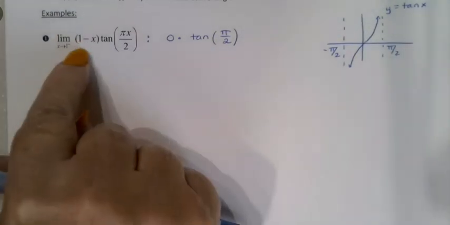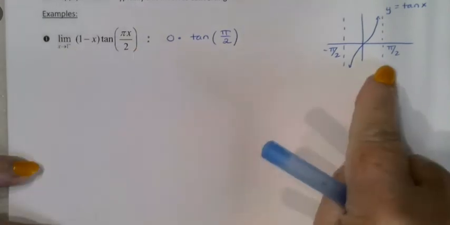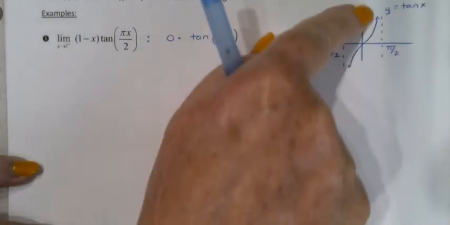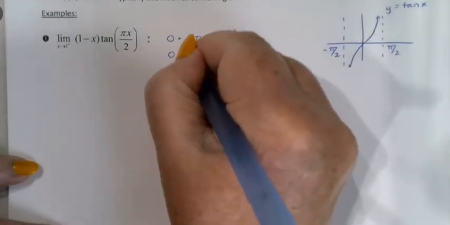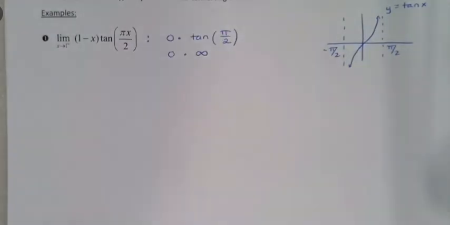So as we approach 1 from the left, at pi over 2, tangent of pi over 2 is going off to infinity. So that's actually the 0 times infinity case. It's not a L'Hopital's rule case, but it is indeterminate. I'm going to say to myself, is there any way I could change this just a little bit to turn it into something so I could use L'Hopital's rule?